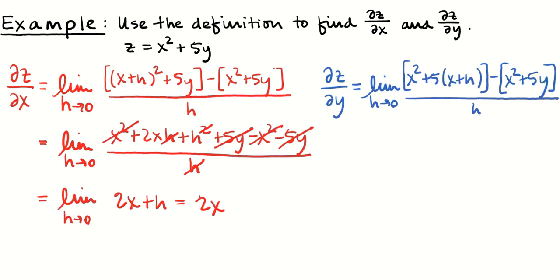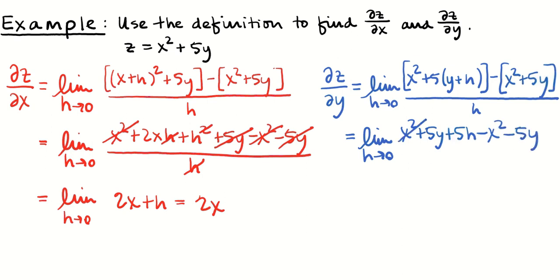So I'm taking f of x and y plus h, although I wrote h there, I meant y plus h, minus f of x and y all divided by h. Okay, so I would just need to distribute that 5 to the y and the h, so that's going to be the limit as h approaches 0, x squared plus 5y plus 5h minus x squared minus 5y.